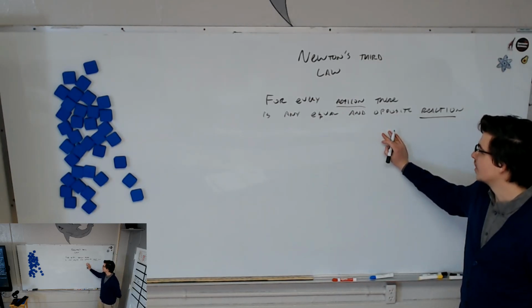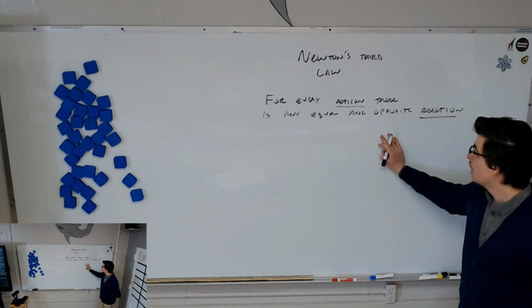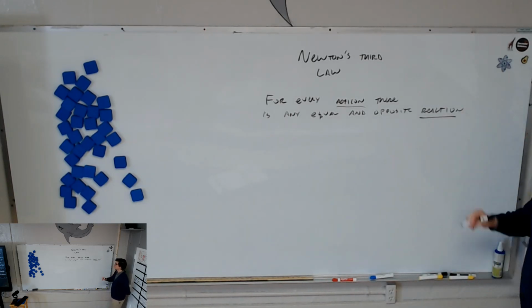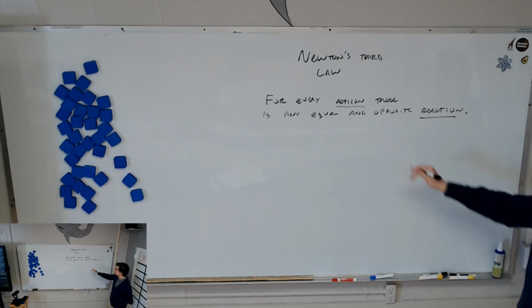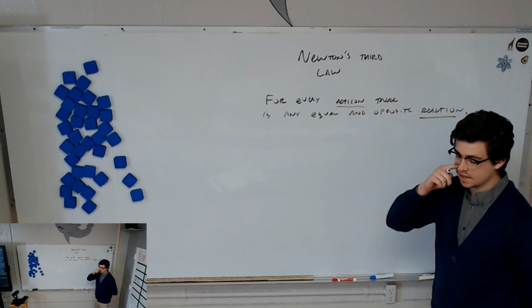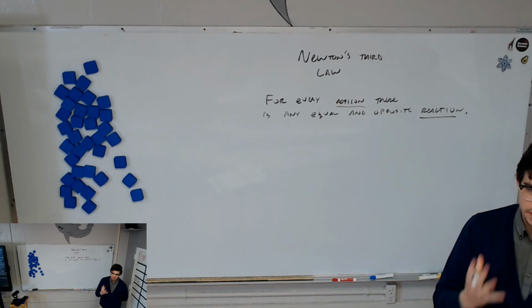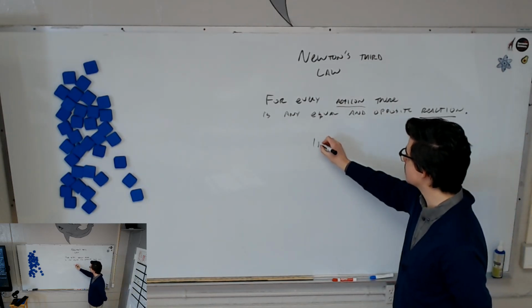I'm trying to regain my train of thought now. Okay, this is the way it's written. This is the way we commonly understand it. But really, the action and reaction are actually happening at one time, right? They happen immediately at the same time. We sometimes call this an interaction.